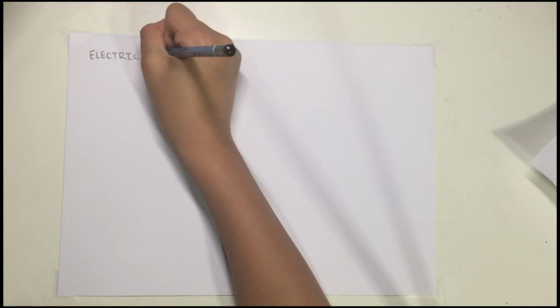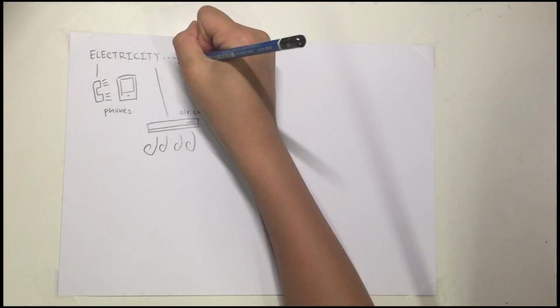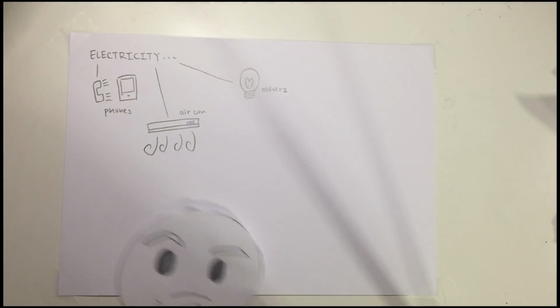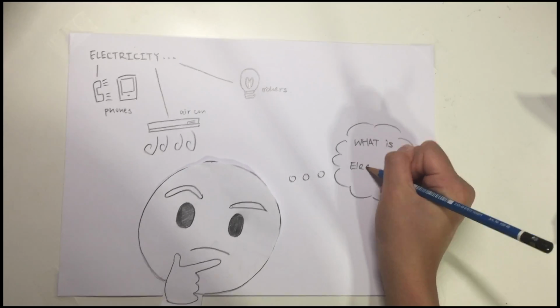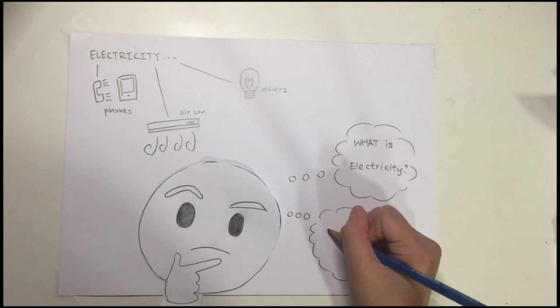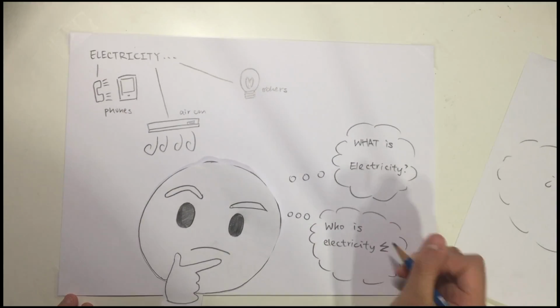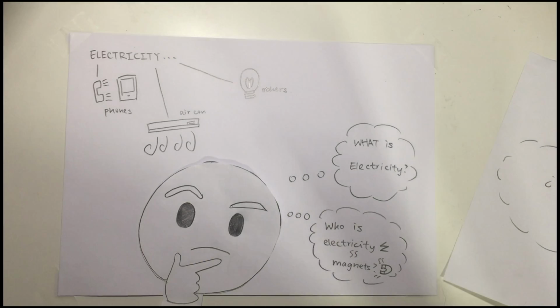Electricity is becoming more and more common in our daily lives. Just like mobile phones, air conditioners, and many more daily electrical appliances, electricity is commonly known as an energy source. But what exactly is electricity? And how exactly is electricity related to magnetism? In this video, we will cover the basics of electrostatic force, electricity, and magnetism.